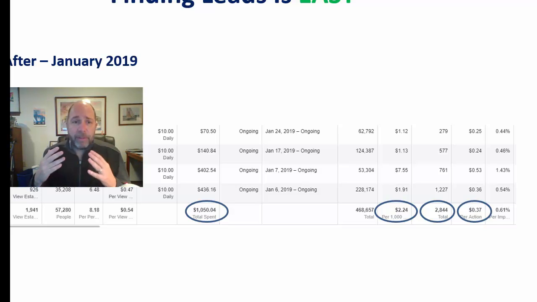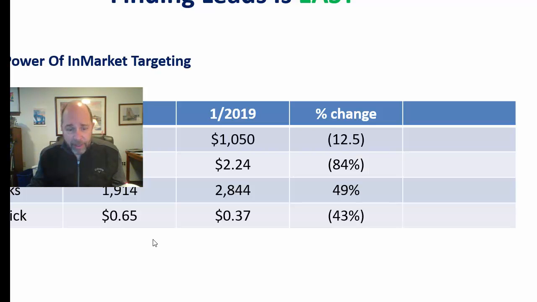So we spent in the month of January about $1,000. We took the cost per 1,000 down to just over $2. We got almost 3,000 clicks, and that was at 37 cents a click. So I've summarized that here.